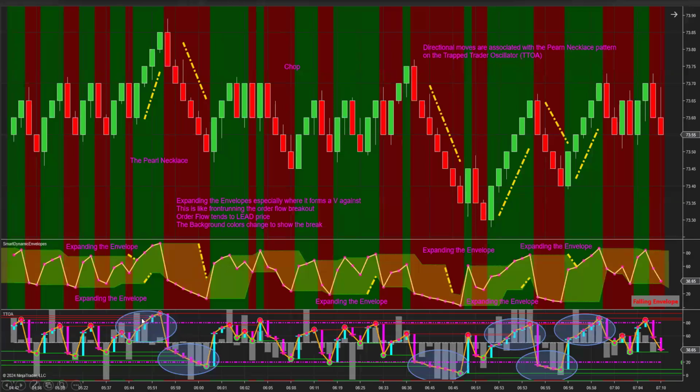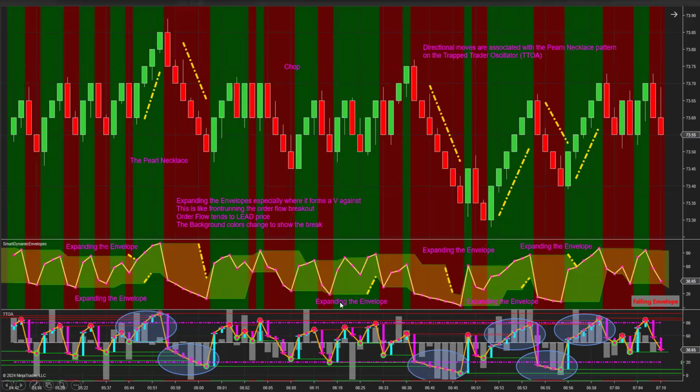I left the original indicator on there that had these ellipses where the pearl necklaces occur, and I put the smart dynamic envelopes on. Again, the smart dynamic envelope can also show us the inside, or where there's little traps. But for the purposes of this, we're talking about where the envelopes are expanding. I put these little yellow lines where the envelopes are forming a little V, and you get this little V space that's happening in here.